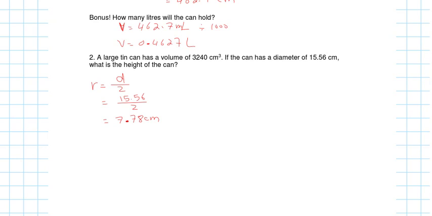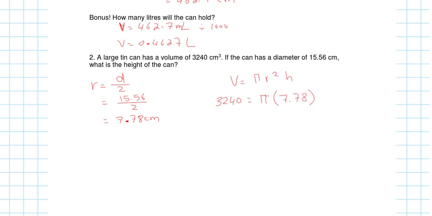Your formula, right, which is volume equals pi r squared h. Plug in the given information. So I know that the volume is 3240. I know the radius. I'm looking for the height. Okay? So 3240, that's for the volume. The radius is 7.78.